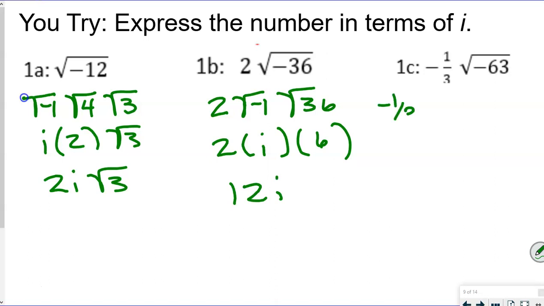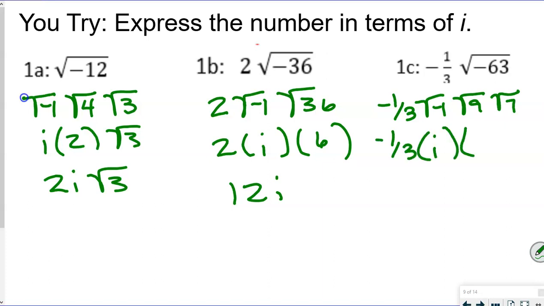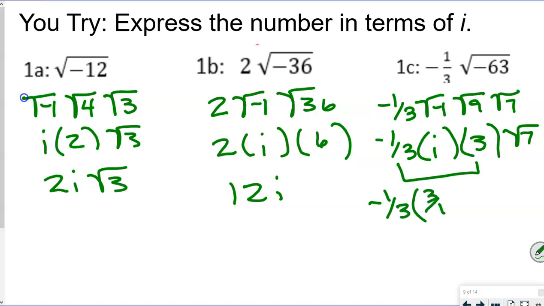This one is -1/3, square root of -63. I just happen to know that 9 times 7 is 63, y'all. So square root of 9 times the square root of 7. So this is -1/3. Again, I got my i here. I've got 3. And I still have my square root of 7. So I'm going to combine those two. So that's, again, a -1/3 times a what? 3 over 1. i square root of 7.